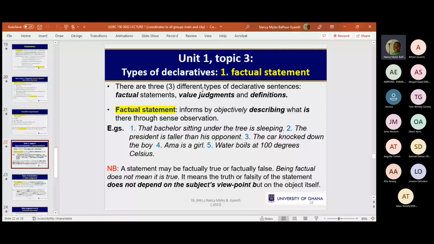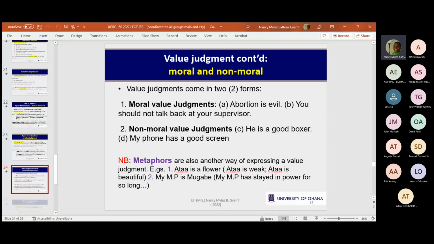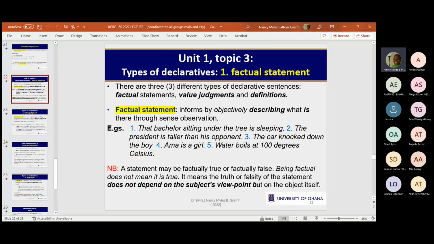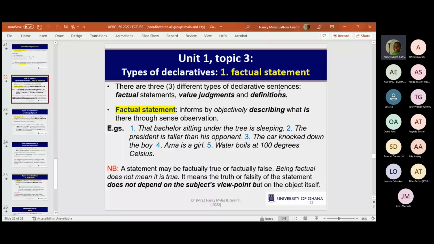There are 3 types of declaratives. There are factual statements on your screen, value judgment highlighted, and then definitions. Okay, there are 3 types. So I go back to the top there. See them. Factual statement, value judgment, and definitions. Then we start with factual statement.